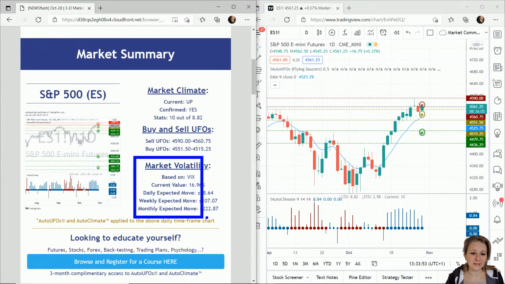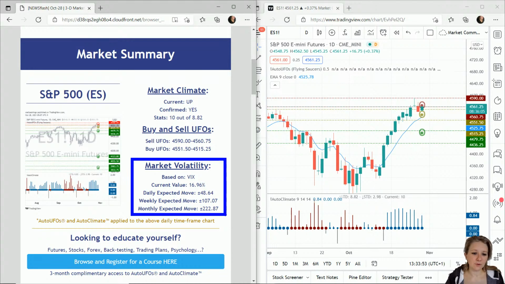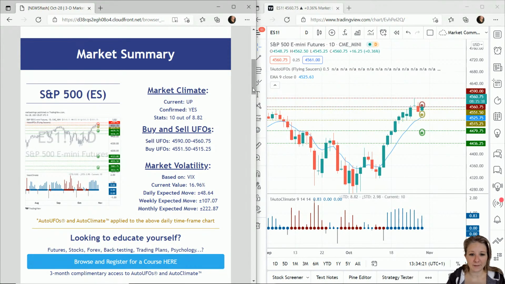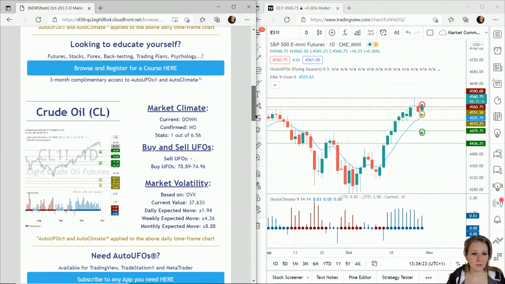Now, in terms of volatility, we would expect that the S&P 500 would go up or down in 1 year by 16.96%. So in one day, that's 48.64 points up or down. In 1 week, it would be up or down of 107.07 points. And in a month, it would be 222.87 points. So that's the S&P. Let's move on to the next market, which is oil.